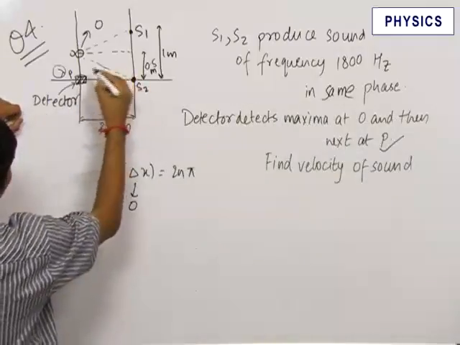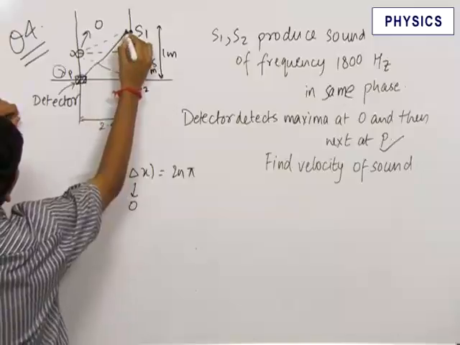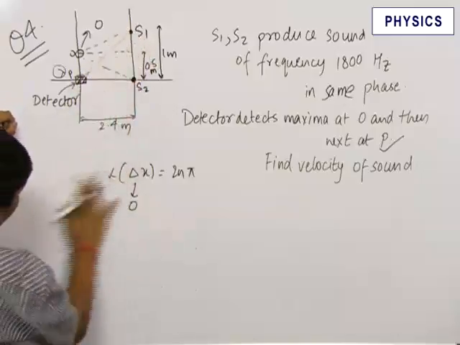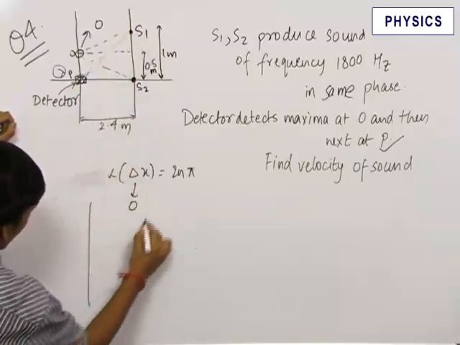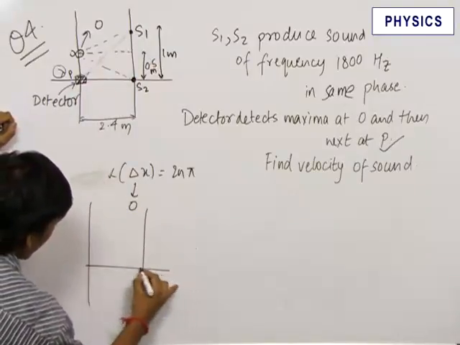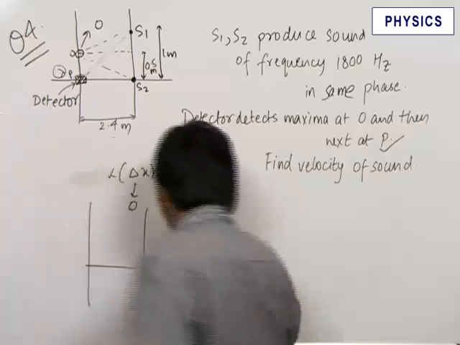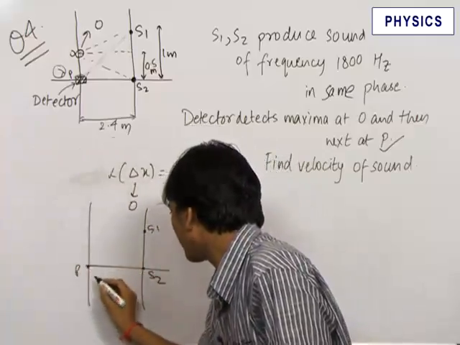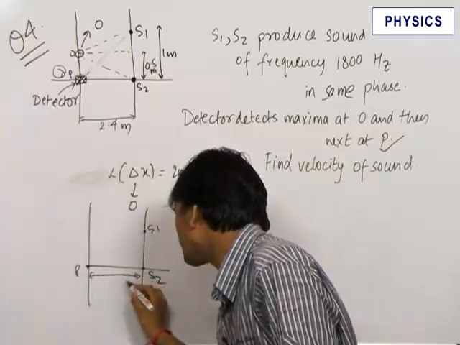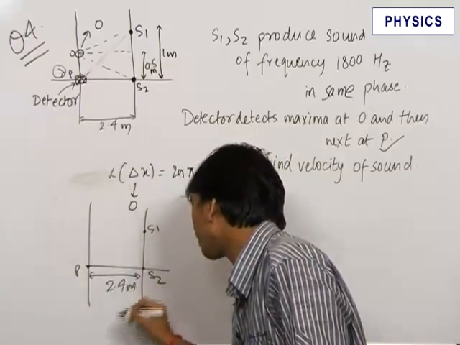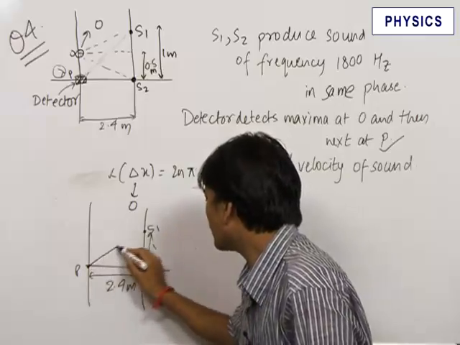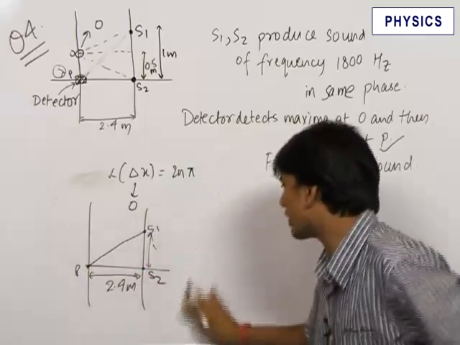So, at point P the path difference is clearly equal to, let me draw the diagram again here. We have S1 and S2. S2 is located at this point. We have S1 over here, and this is the point P. The distance of P from S2 clearly is 2.4 meters. This is given to be equal to 1 meter. Therefore, we need to find out the distance of P from S1.